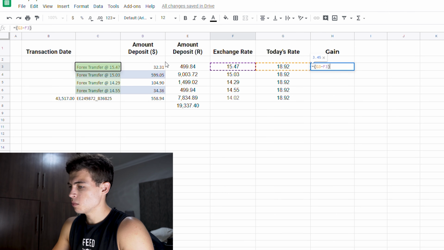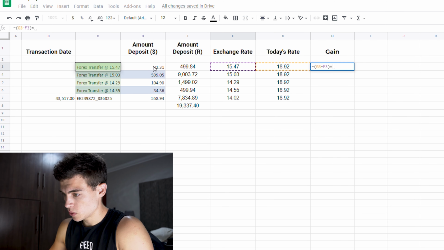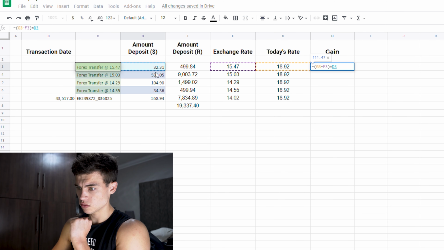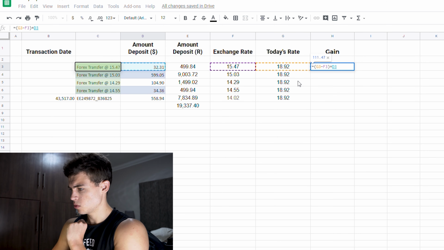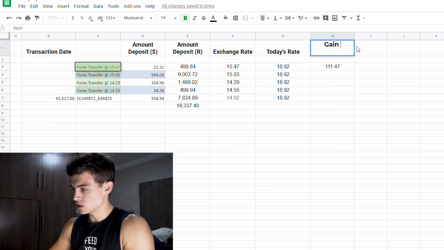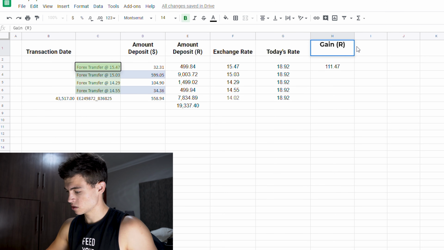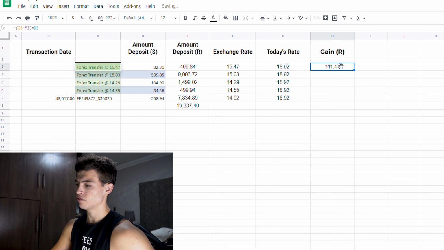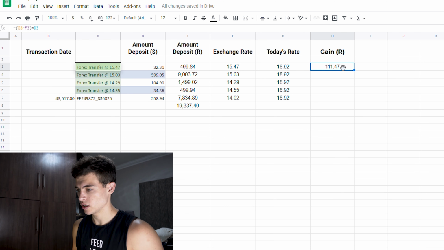15.47, and we're going to multiply that amount by the dollars, okay? So we times it by the dollar amount of 32.31. So that gives us a value in rands, okay? So this is going to be a value in rands, okay? This 111 is a gain on foreign exchange.